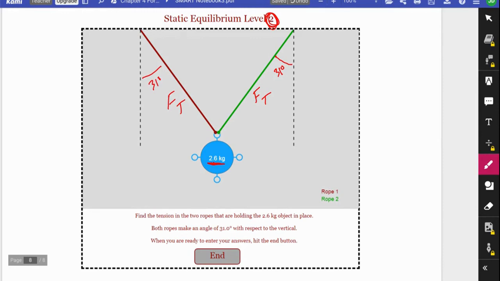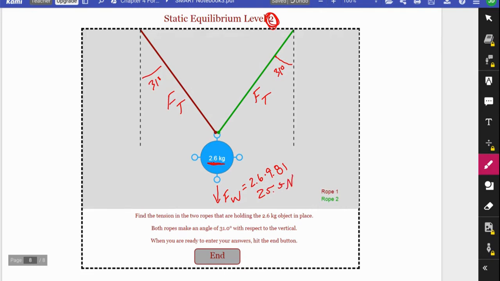So to be in static equilibrium, the forces up and the forces down, the vertical forces, must be equal, and the horizontal forces must be equal as well. So let's think about what the force down is. Well, the force down is the weight from the mass that's hanging. The weight is calculated by taking the mass, 2.6, times gravity. So we're going to multiply those two together to get the force pulling down. Okay, 25.5 newtons is pulling down.